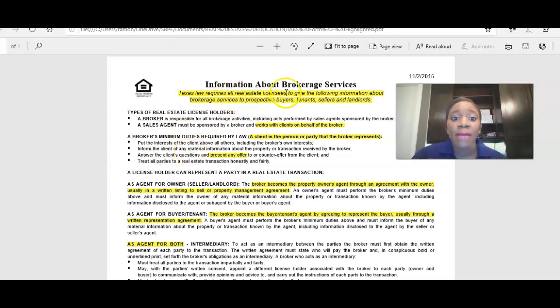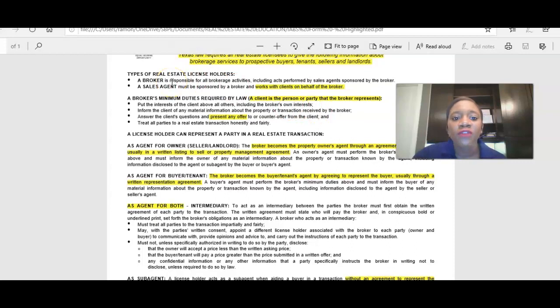This form is required by Texas law. As you can see, it's highlighted right here. It says Texas law requires all real estate licensees to give the following information about brokerage services to buyers, tenants, sellers, and landlords. On this form, it talks about the type of real estate license holders. So you have a broker. A broker is responsible for all brokerage activities, including acts performed by sales agents sponsored by the broker. A sales agent must be sponsored by a broker and works with clients on behalf of the broker.